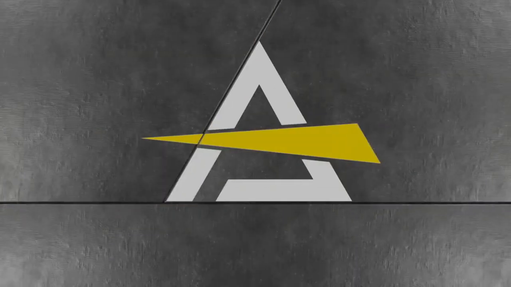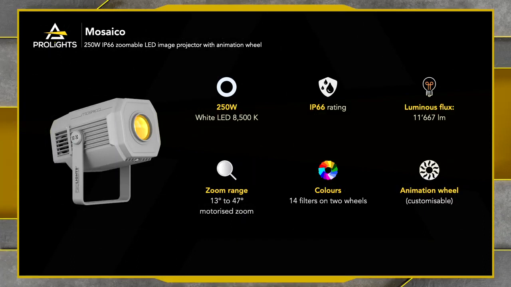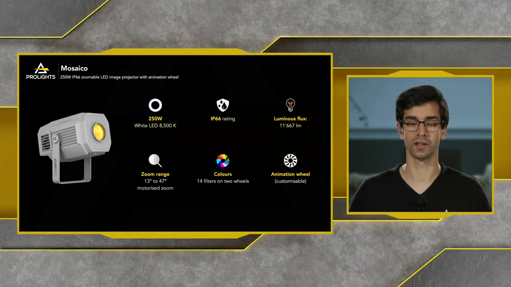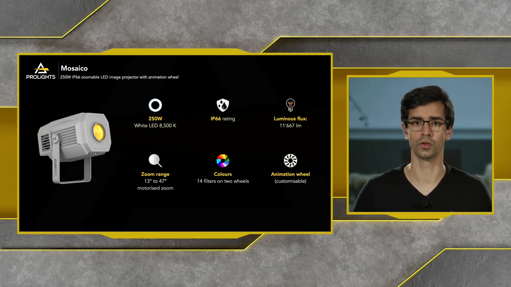Next up, we've got the Mosaico fixture. It's truly a bestseller for us. It's a 250 watt IP66 zoomable LED image projector with an animation wheel. In terms of the source, that's a 250 watt white LED source at 8,500 Kelvin. It's also IP66 rated, with a luminous flux of 11,667 lumens. The zoom range is 13 degrees up to 47 degrees, again with a motorized zoom, so you don't have to control the zoom manually, you can control it through the MX, for example.